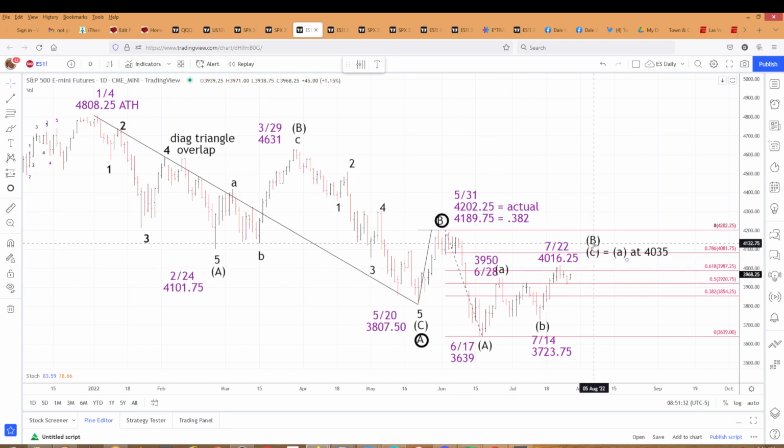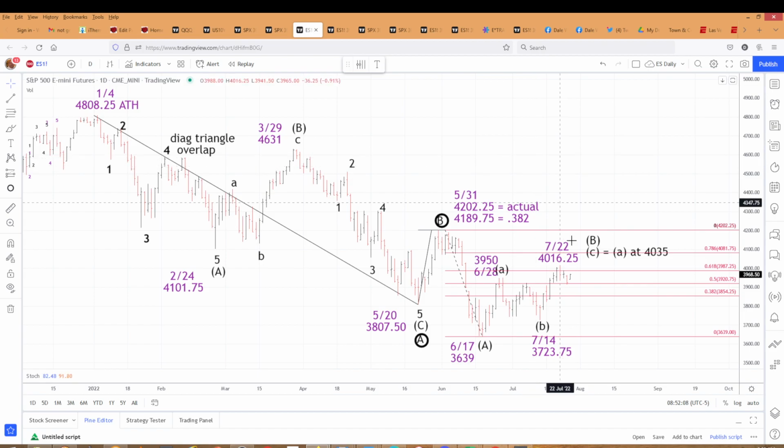So this B wave up here is complete or nearly so. It's either complete here at the 722 high of 40.16 or it'll reach that Fibonacci multiple where C equals A at 40.35, but it should not go above 42.02. What should happen next is this large wave C down, which will be equal to A, but it'll have a different angle. This A is at a 45. This C will be steep. Okay, it should be fast and quick and furious and have gaps and everything else.